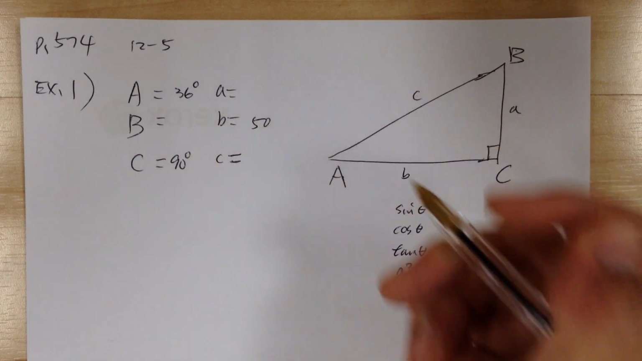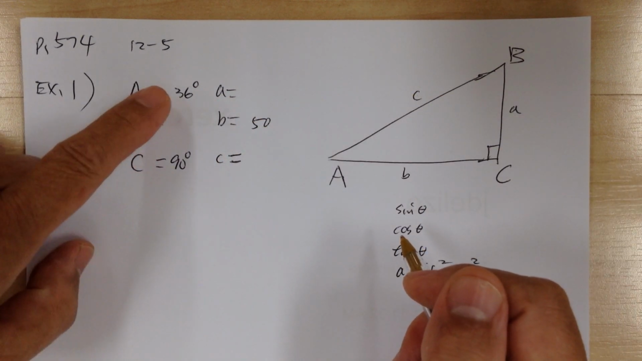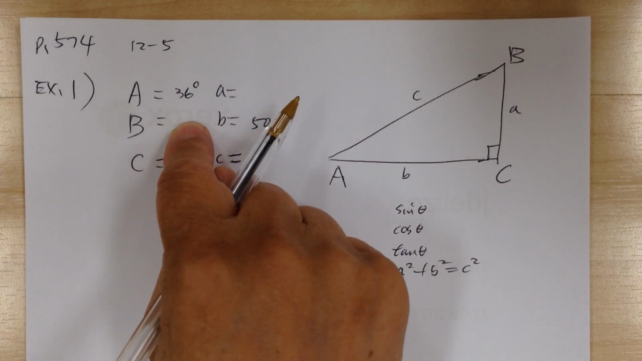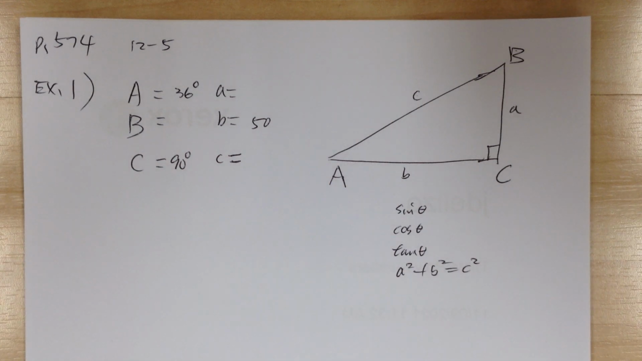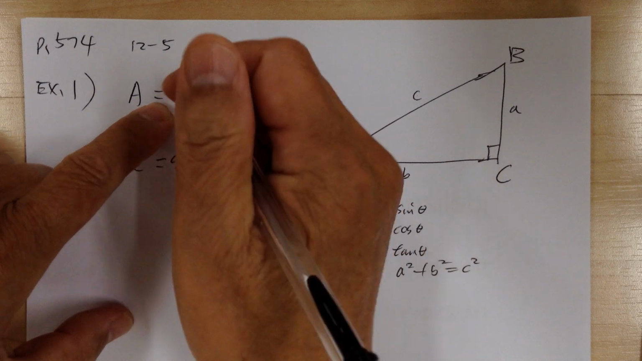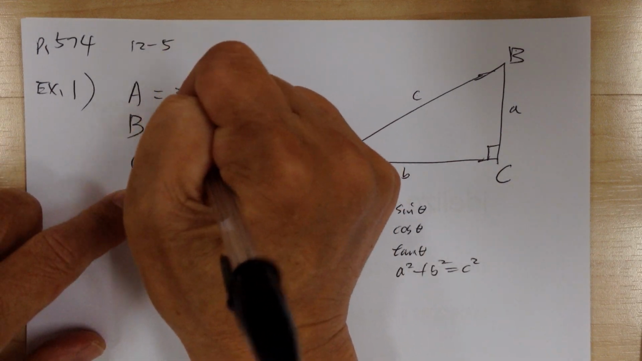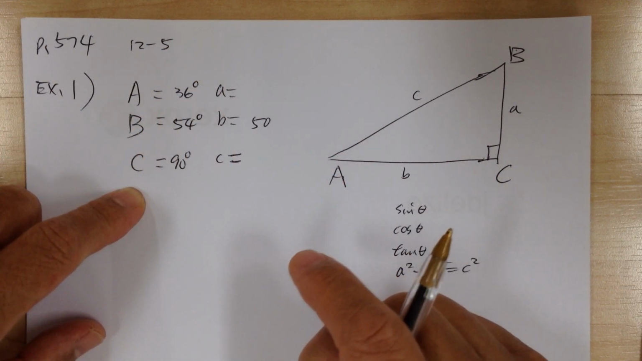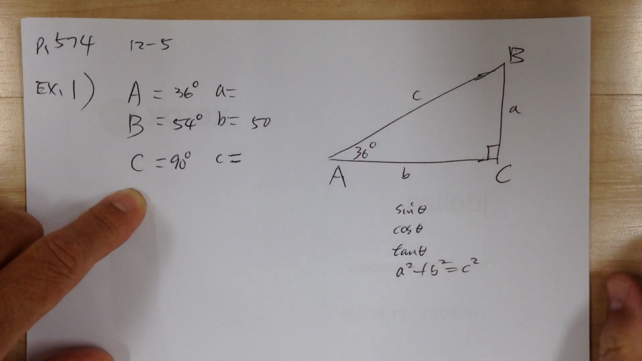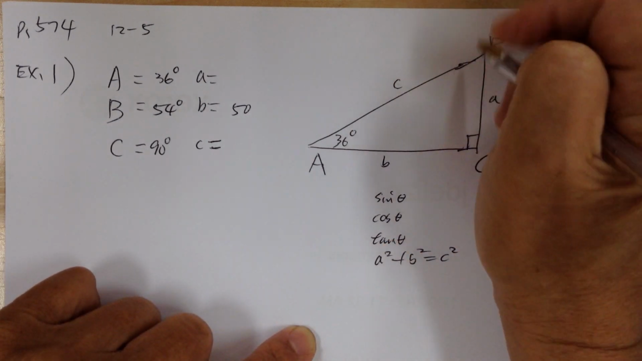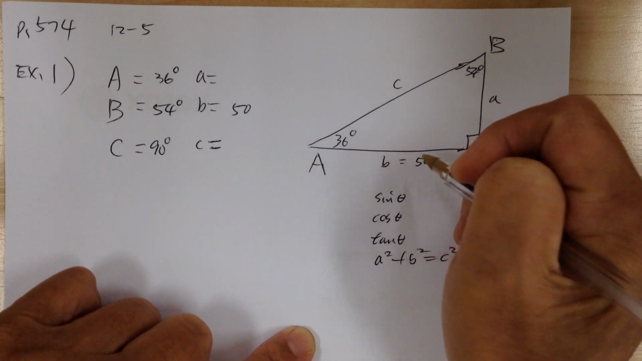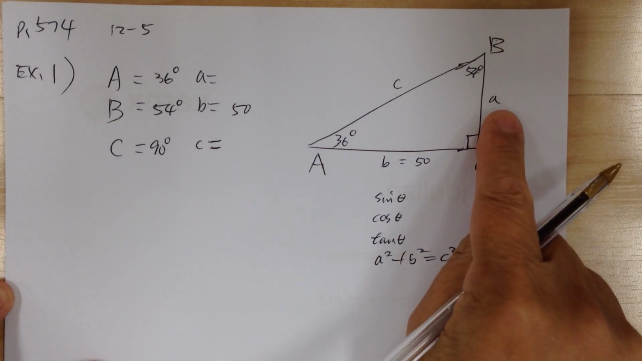From here, right away, A and B are complementary angles. So you need to find this angle by using 90 minus that. 90 minus 36 will give you 54 degrees. So we know that. It helps if you label things in your picture, because it can help you to visualize. Now we're going to look for a.